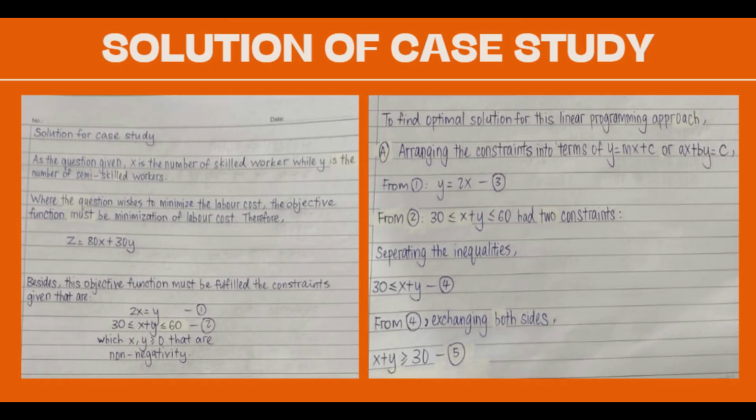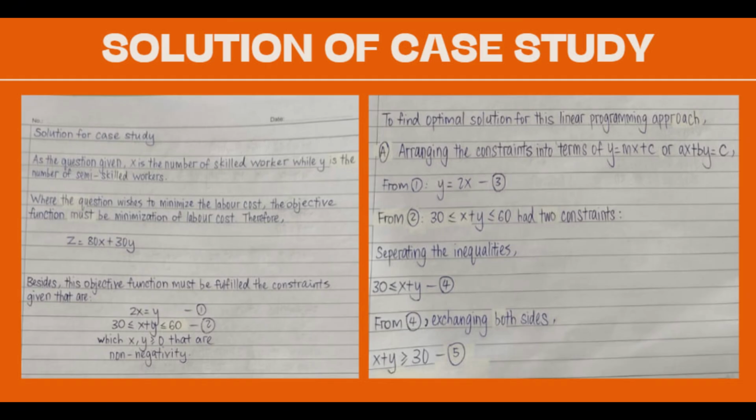This objective function also needs to fulfill all the constraints given in the case study, that is, 2x equals y, 30 is smaller than or equal to x plus y, and also smaller than or equal to 60, where x and y are not negative, which means workers cannot be negative values. To find the optimal solution for this linear programming approach, we will arrange the constraints in terms of the equation y equals mx plus c, or the general form ax plus by equals c.